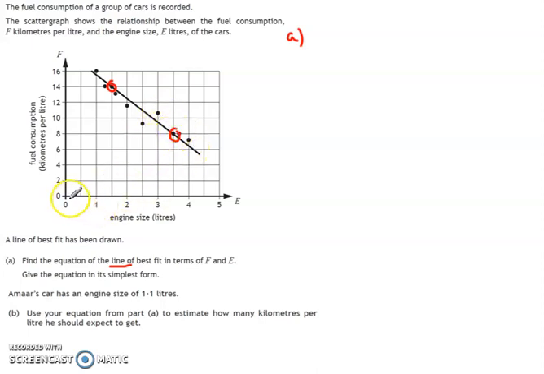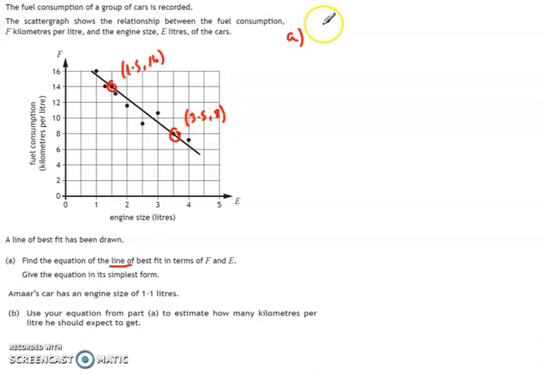So the coordinate at this point here, we go along 3.5 and we go up 8. So that coordinate is at 3.5, 8. This one here, we've gone along 1.5 and up 14. So the coordinate at that point is 1.5, 14. So we've got the information we need. We can then calculate the equation of our line from that.